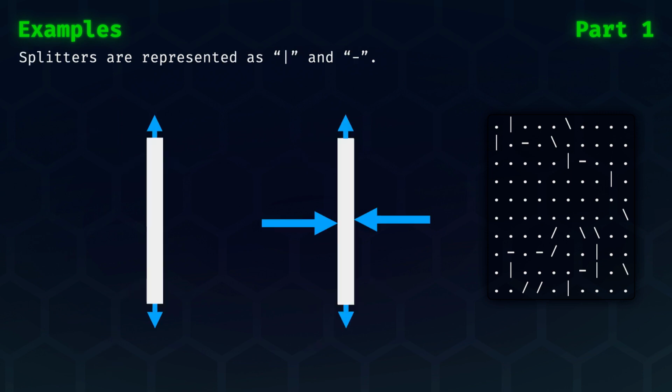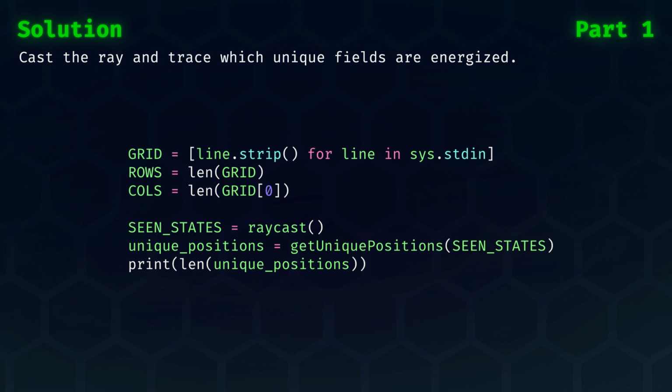Splitters are vertical bars and horizontal bars. If a ray of light hits a bar along its main axis, then it passes right through. If it hits a bar from either of its sides, then the ray splits and comes out in 2 opposing directions. Given the problem description and these examples of how the light will interact with the symbols in the grid, can you already solve today's part 1? Let's go on and have a look at the solution.